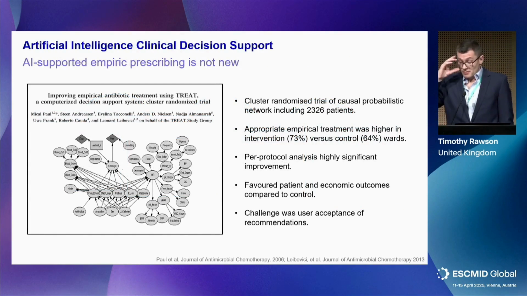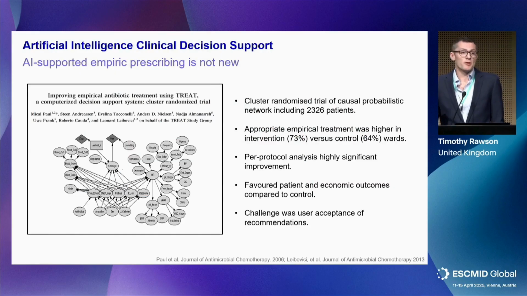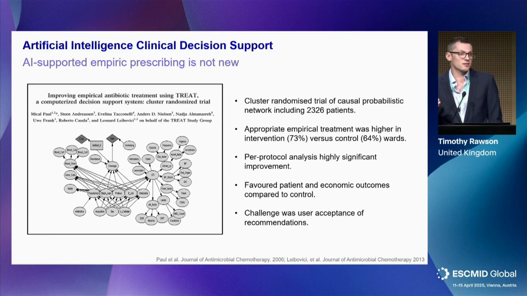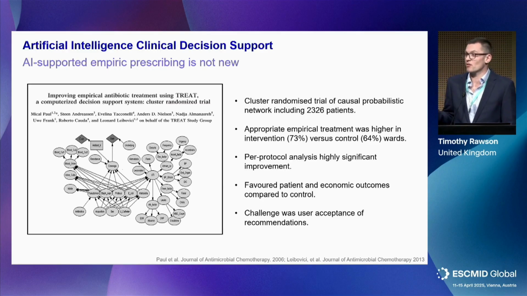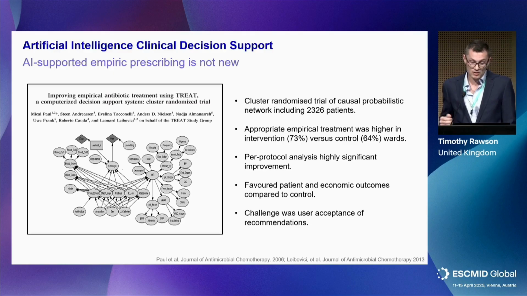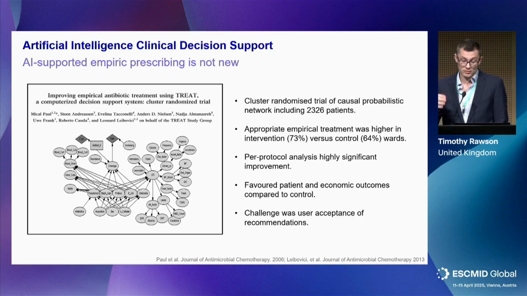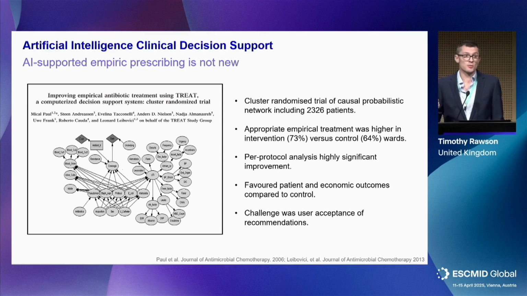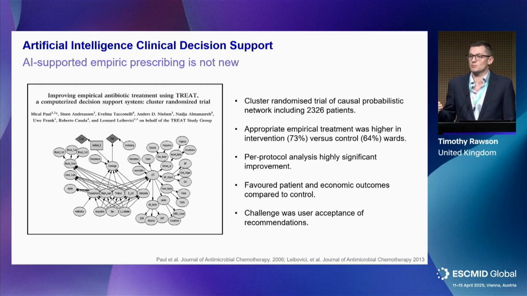So, particularly this year at ESCMID Global, there's been a huge number of abstracts and reports on artificial intelligence for infection management across the board. But I think it's important just to remember that using artificial intelligence approaches to support empiric antimicrobial prescribing isn't actually new. Back in 2006, there was a publication of a cluster randomized trial of a causal probabilistic network, which demonstrated improved appropriateness of empiric antimicrobial prescribing compared to control wards. It favored patient and economic outcomes, but the big challenge was that it actually failed in intention to treat analysis because clinicians simply didn't engage with the recommendations and follow them.